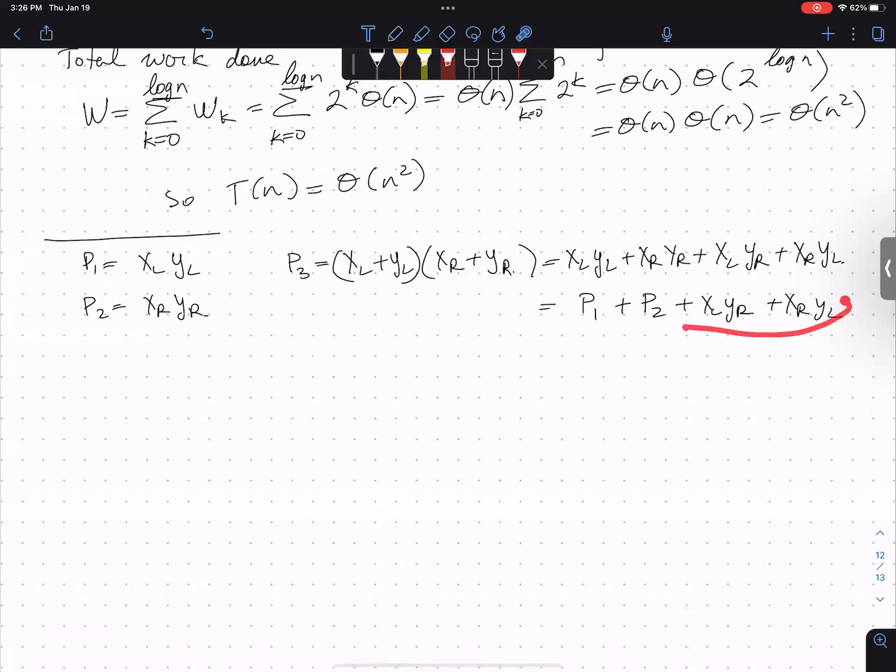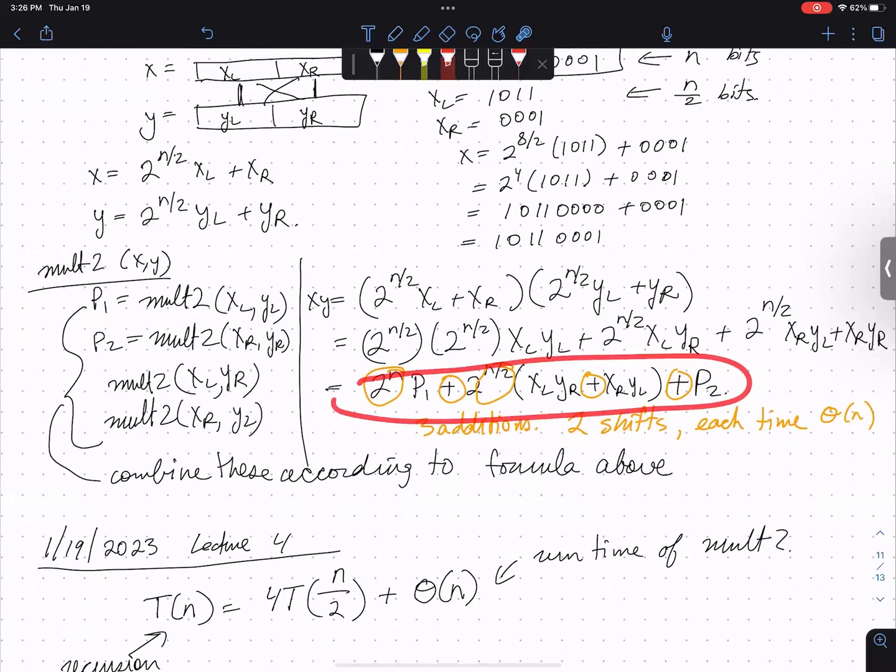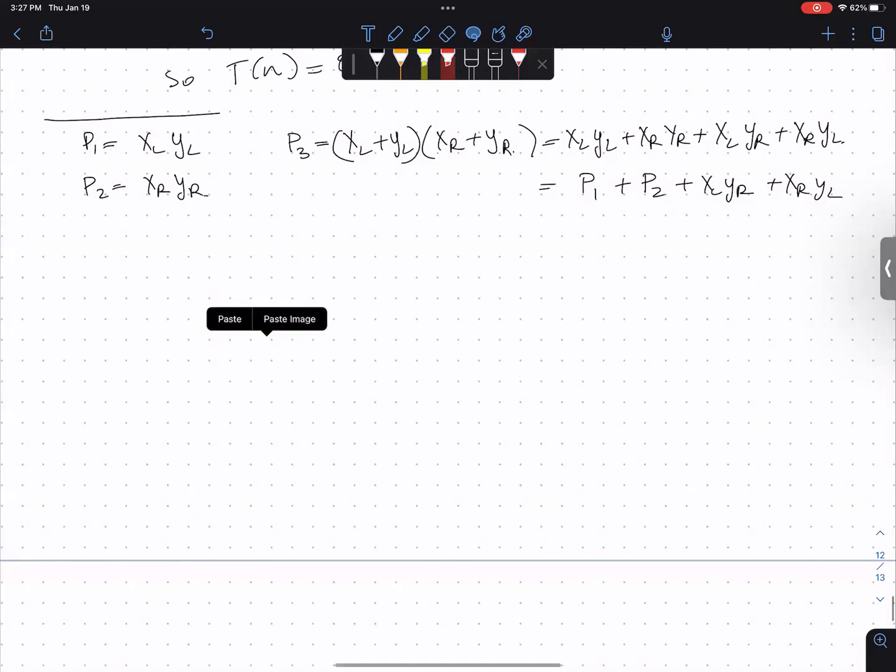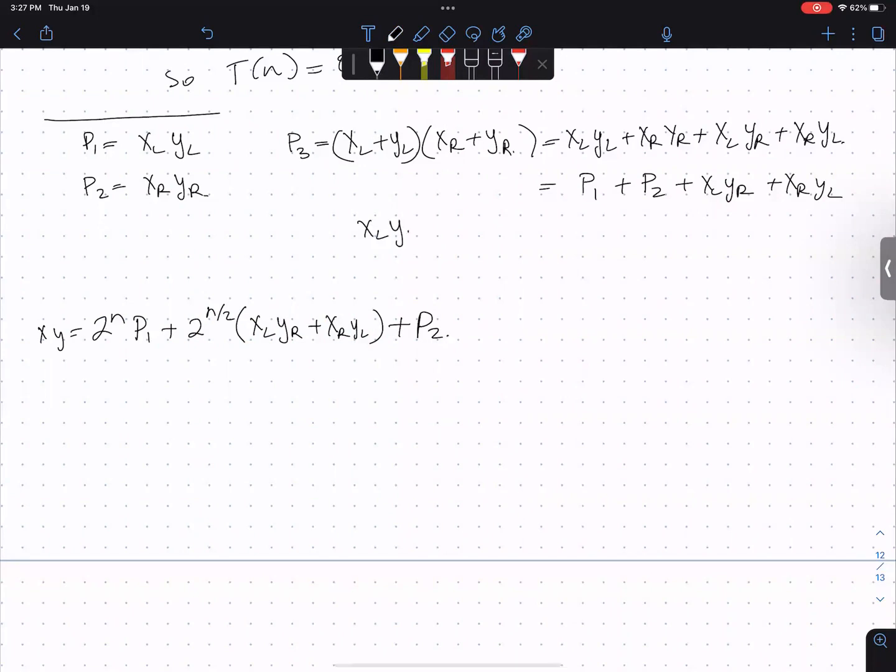Now, this guy is interesting, by the way, because remember, this is the term that appeared in here. Let me copy this so you can see it. Remember that this was the equation for x times y that we derived. And we didn't like this part. This meant we had to do 2 multiplications. So now notice that it's the same as this one. So I'm going to rewrite our equation to say XL YR plus XR YL is equal to P1 plus P2 minus P3. Right, I just took P3, brought it over to this side, and took this guy and moved it over to the left.